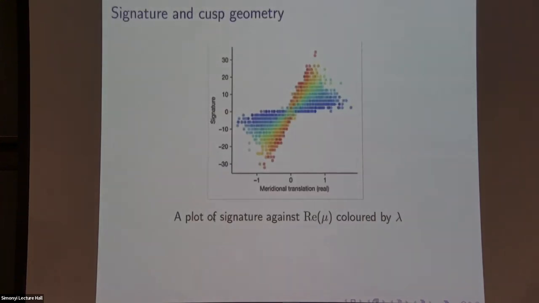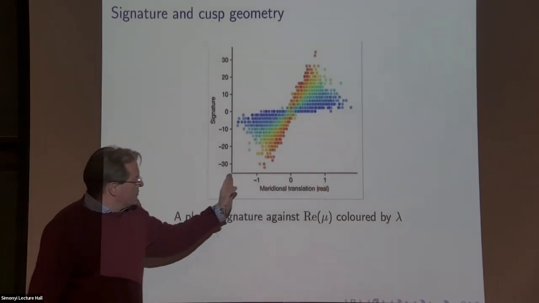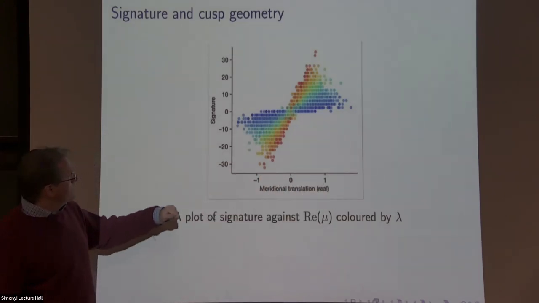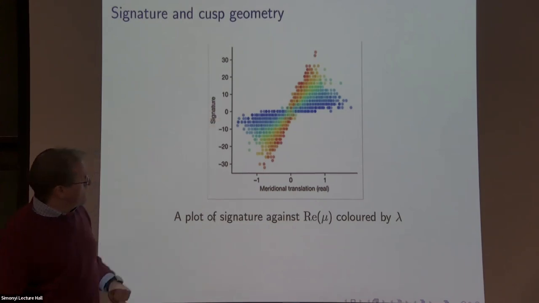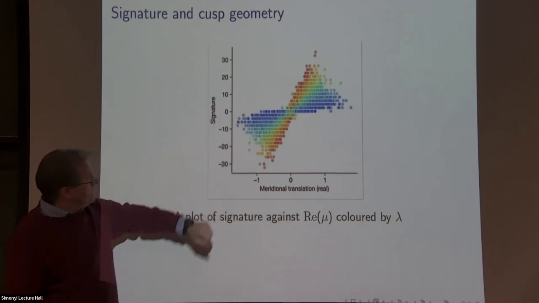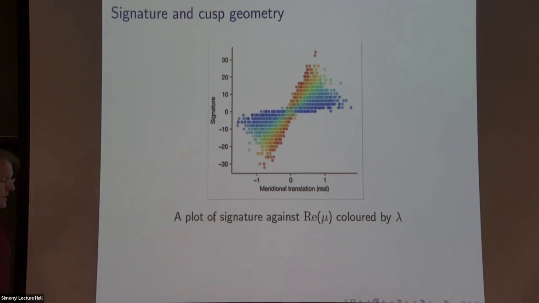So the natural thing to do was to now do some more straightforward detective work of trying to work out what the relationship was. Andras showed this plot last time. Here the real part of the meridional translation is on the x-axis, signature on the y-axis, and the coloration is by the longitudinal translation, lambda. We looked at that and thought, wow, that's very beautiful, and something is clearly going on. Maybe this is not just some random scatter plot. You could see something's going on, but we couldn't work out exactly what.